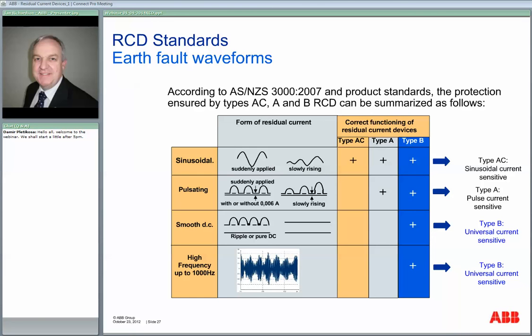Looking at a consolidation on this slide of the various styles of RCD, we can see quite clearly what's going on. With a sinusoidal earth fault, we can use a type AC, a type A or a type B. With a pulsating DC, it's a type A or a type B. We shouldn't be using a type AC because it may not see that pulsating fault. With smooth DC or with a high frequency up to 1000 Hz, we should be using a type B. This is really the reason why the type B is often referred to as a universal type.